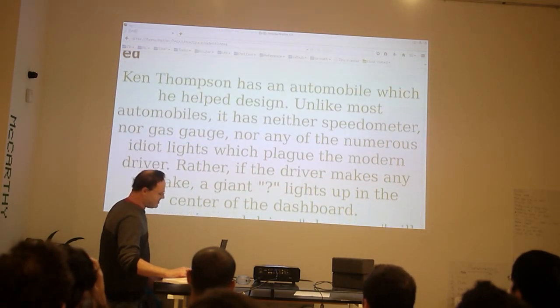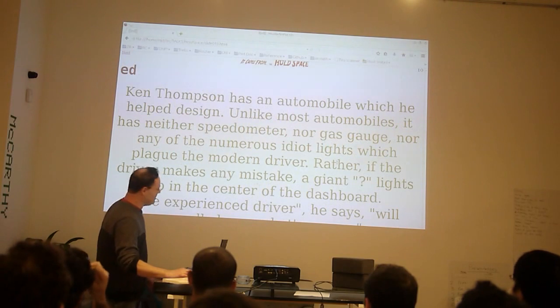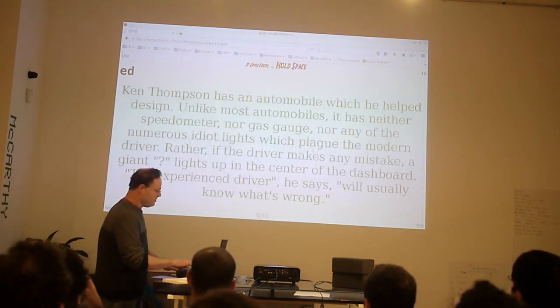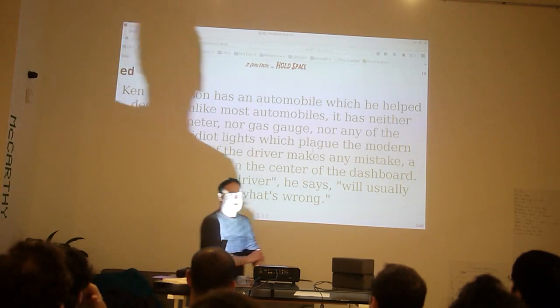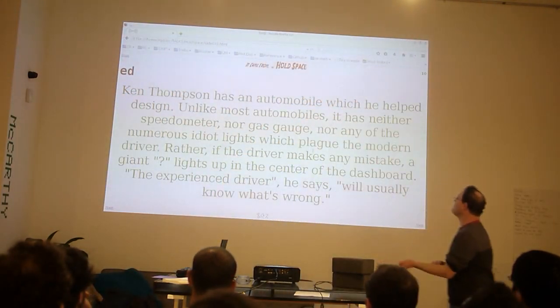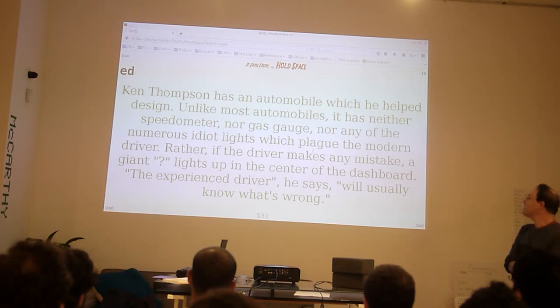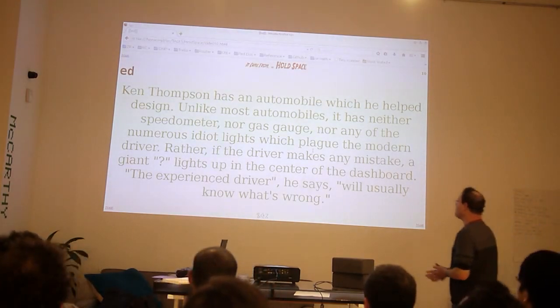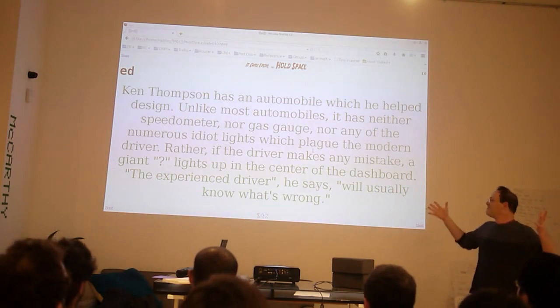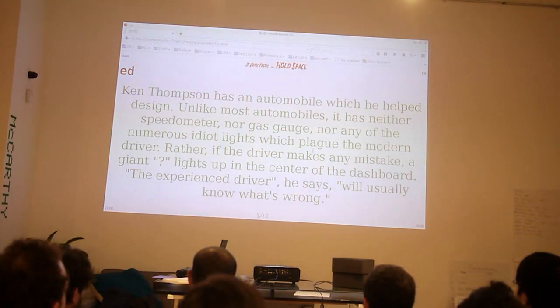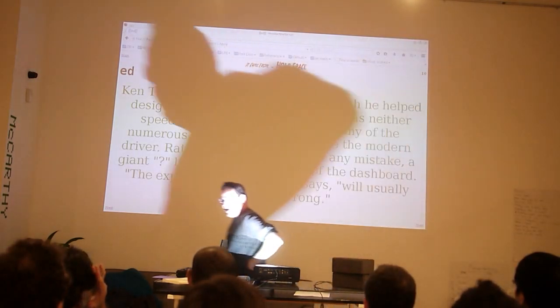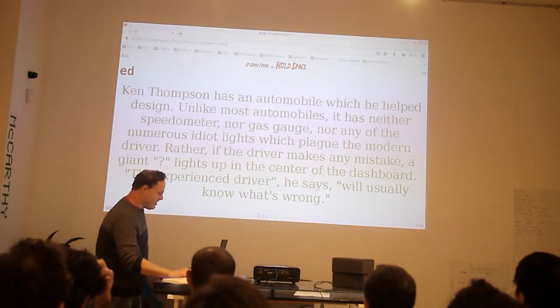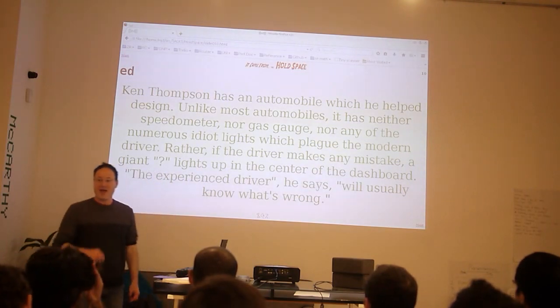All right. So then there's this thing that people would say that. Wait a minute. So Ken Thompson, the inventor of Unix, has an automobile which he helped design. And unlike most automobiles, it has neither a speedometer or a gas gauge or any of the numerous idiot lights that plague the modern driver. Rather, if the driver makes any mistake, a giant question mark lights up in the center of the dashboard. Stroking his beard here, the experienced driver, he says, will usually know what's wrong. I think that phrase might actually be quoted from the man page for Ed. So if you ever see this joke again, you'll know they're talking about Ed and its error message.